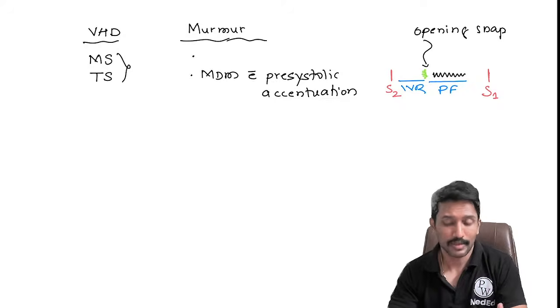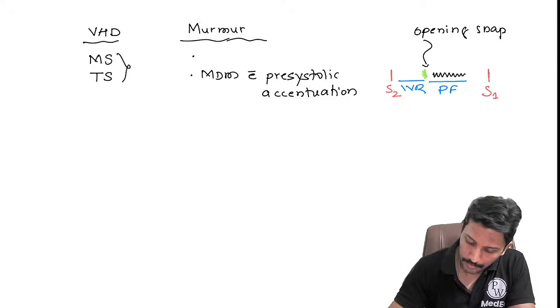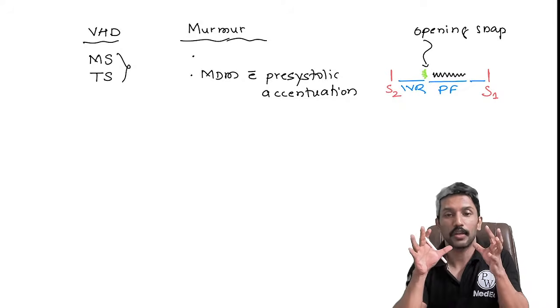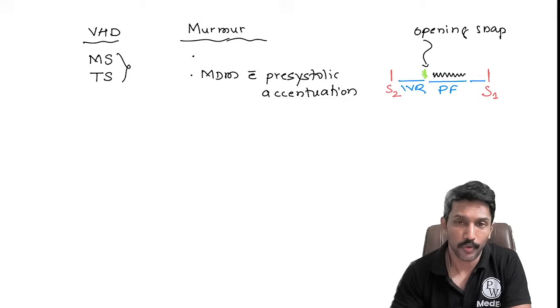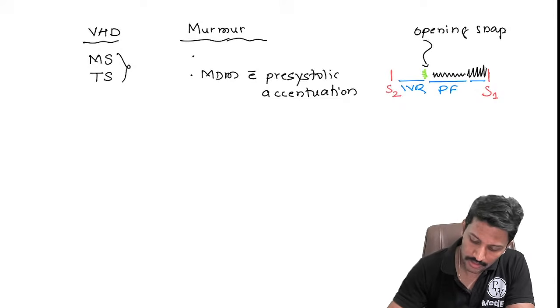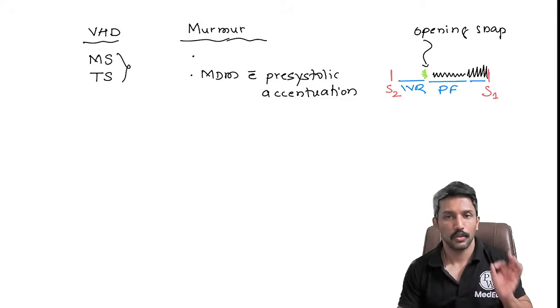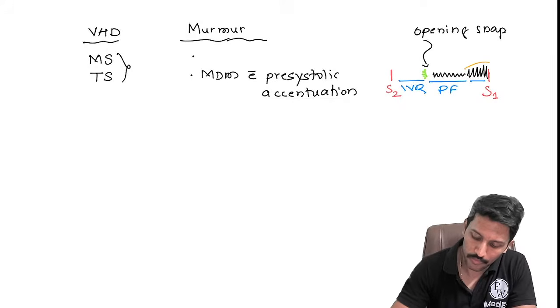This noise is what we are calling a mid-diastolic murmur. And after the passive filling, when we get into active filling where the atria forcefully contract to push the blood into the ventricle, the turbulence increases across the valve and the murmur intensity increases. So we call this a mid-diastolic murmur, and this increase in intensity is what we call pre-systolic accentuation.